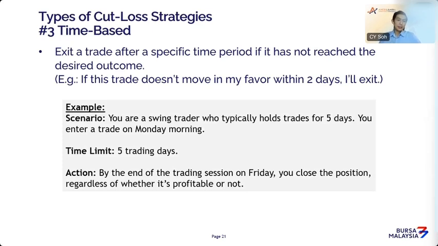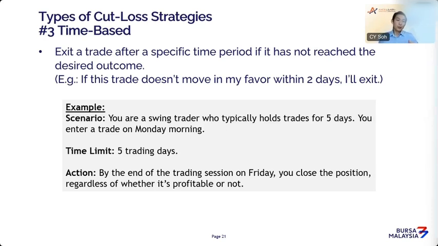Let's say you are a swing trader, and the rule that you set yourself is that you are willing to hold for 5 days only. Let's say you enter a trade on Monday morning, and you limit yourself to holding a particular trade for 5 trading days only. If within these 5 days the trend does not go up or come down according to your expectation, you would exit your trade completely.